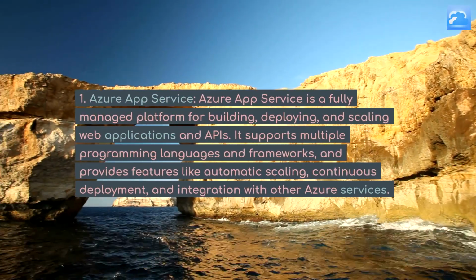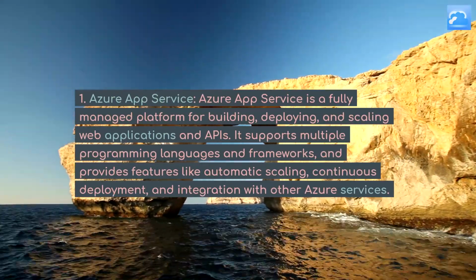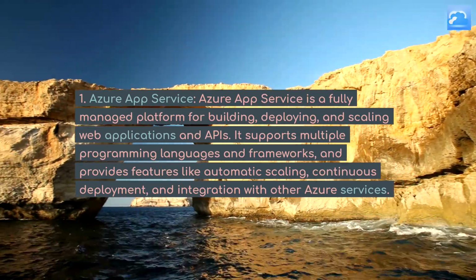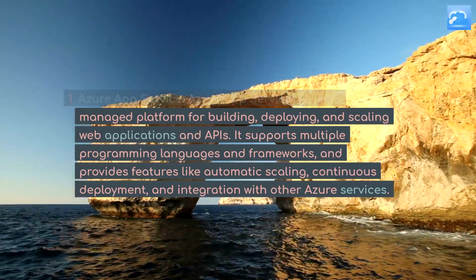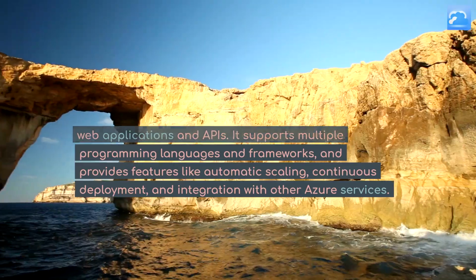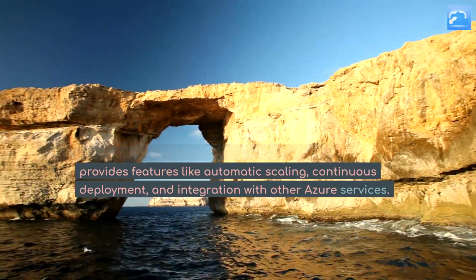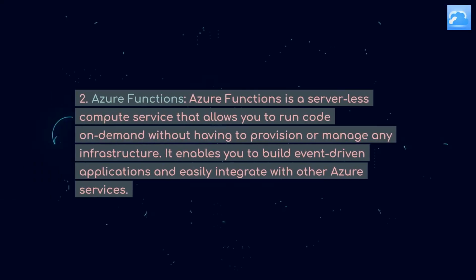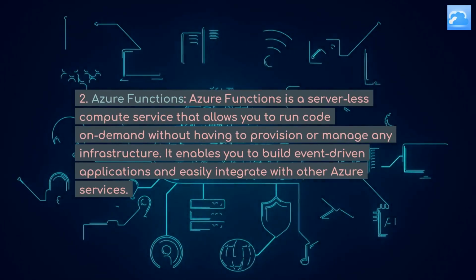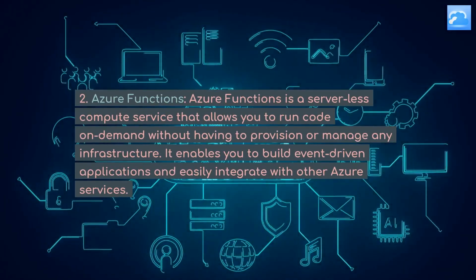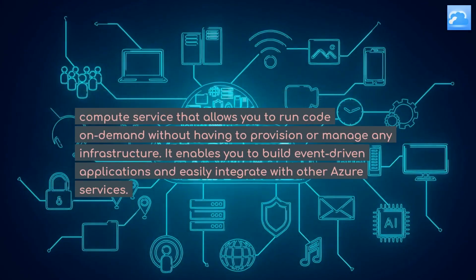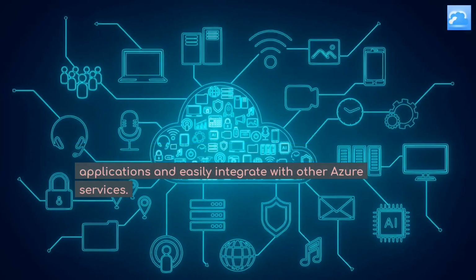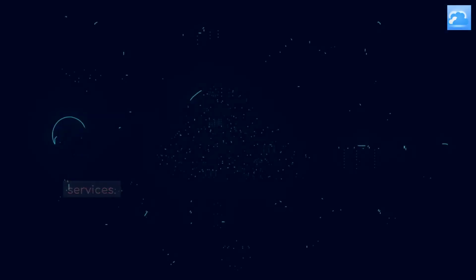1. Azure App Service. Azure App Service is a fully managed platform for building, deploying, and scaling web applications and apps. It supports multiple programming languages and frameworks, and provides features like automatic scaling, continuous deployment, and integration with other Azure services. 2. Azure Functions. Azure Functions is a serverless compute service that allows you to run code on demand without having to provision or manage any infrastructure. It enables you to build event-driven applications and easily integrate with other Azure services.